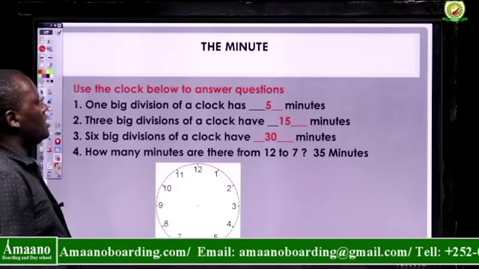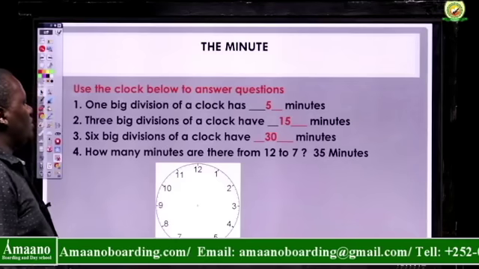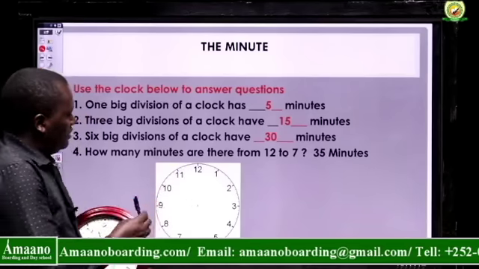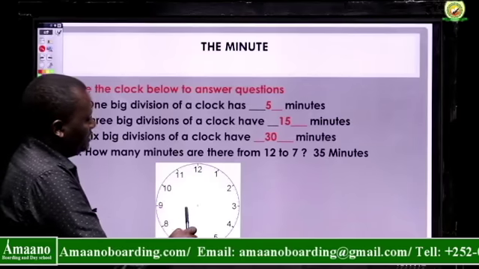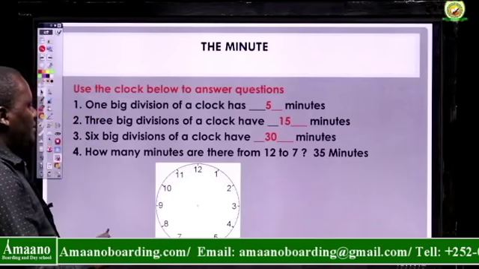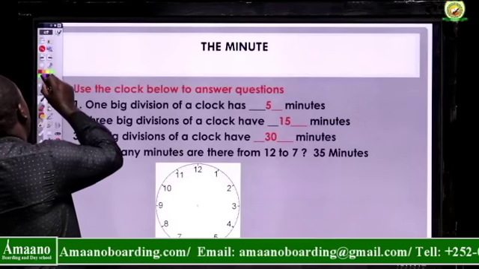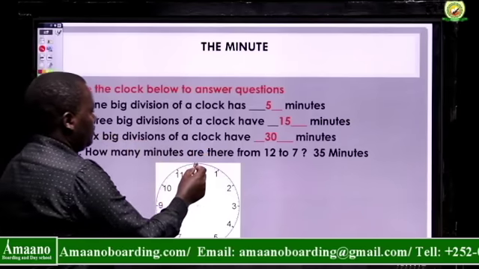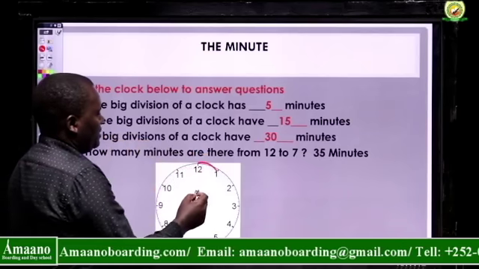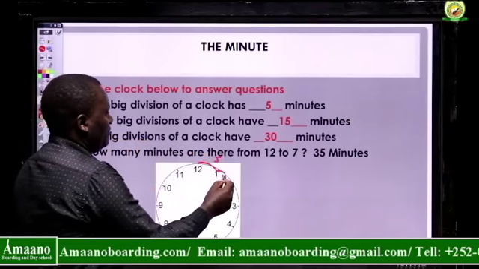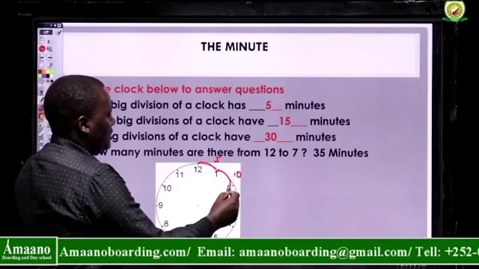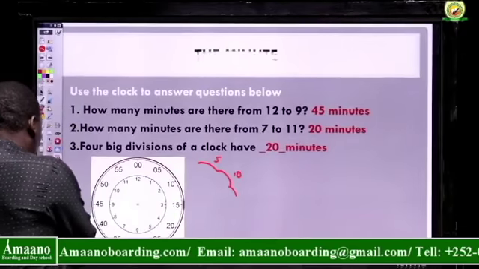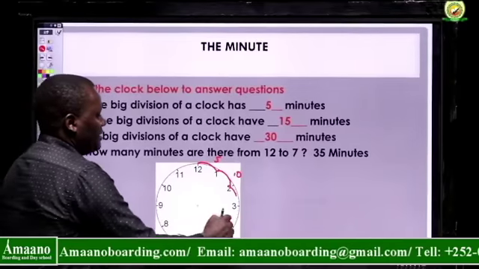3 big divisions of our clock have dash minutes. What do we do? We count from 12 up to 1, that is 5, that is 10, and this is 15. That means we have 15 minutes from the 3 big divisions of our clock. That is from here all the way up to here. That is 5 minutes. Another 5, that is 10. And another 5, that is 15. That's why we have 15 minutes at this point.